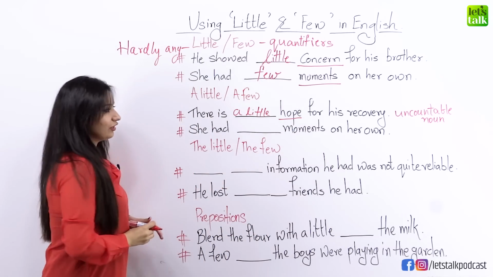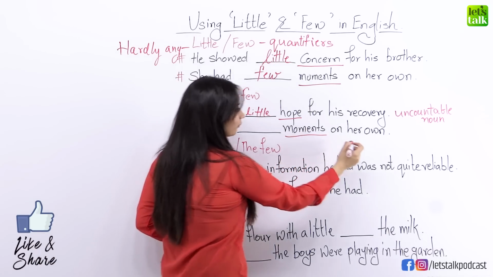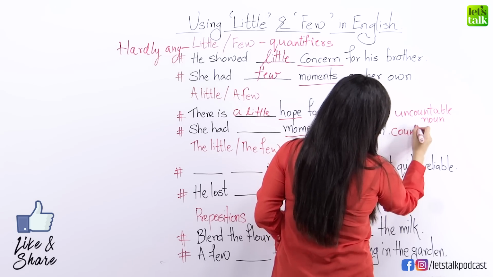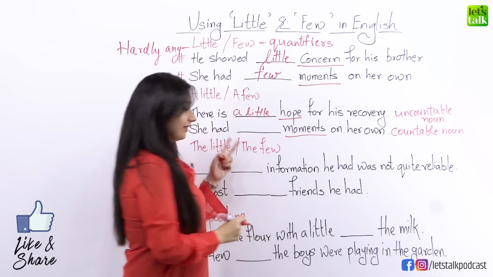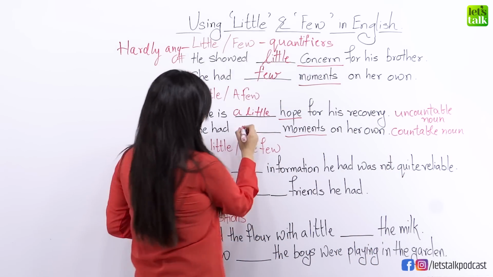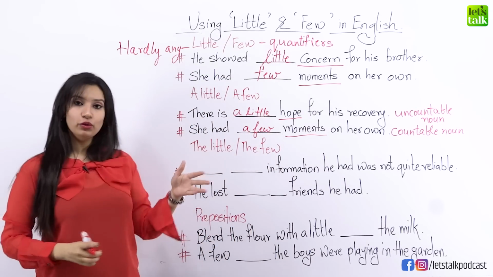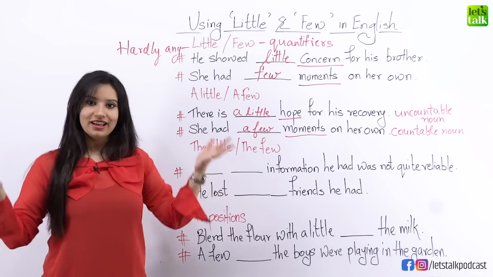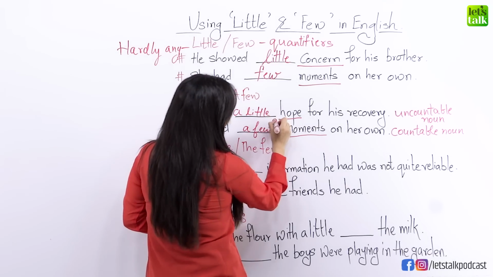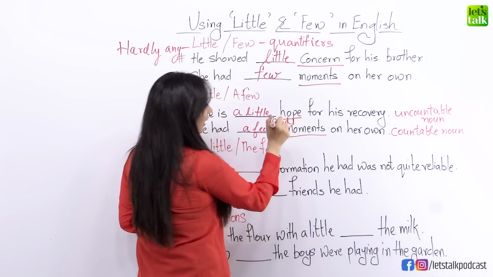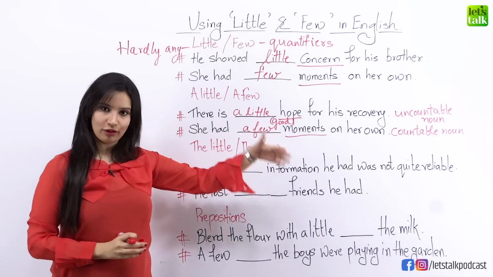Let's look at the next one. She had dash moments on her own. So now moments are a countable noun. And therefore we are going to use a few. We could also say that she had a few good moments on her own, which means that she had some time on her own, which is a positive meaning. She had some good memories possibly which she's remembering. So she could say she had a few good moments on her own, all right?